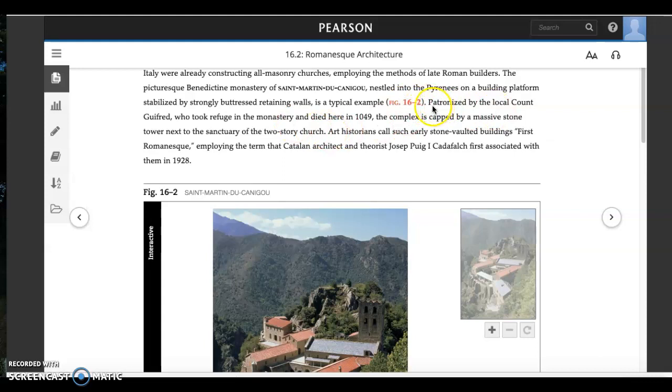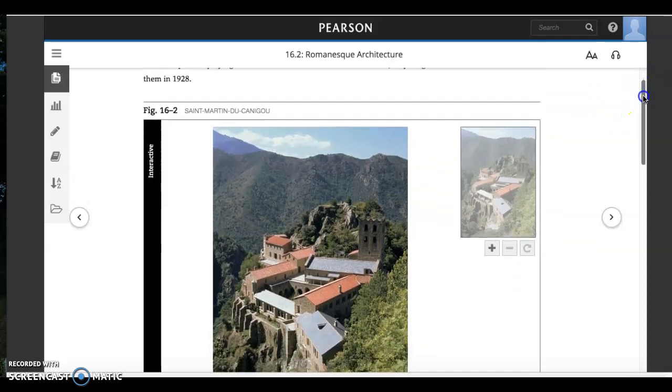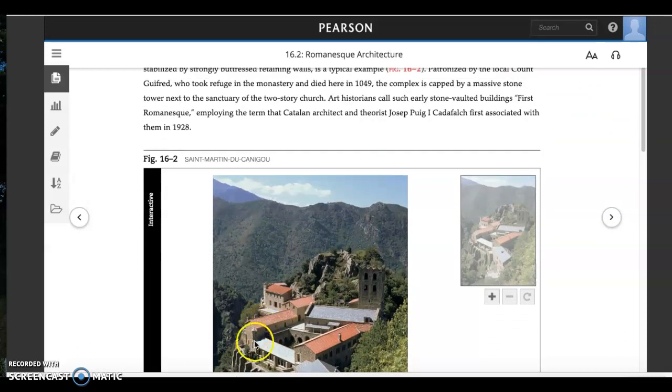Look who is the patron. Patronized by the local Count Guifred, who took refuge in the monastery and died here in 1049. These churches are related to noble class people with lots of money, ruling class people.